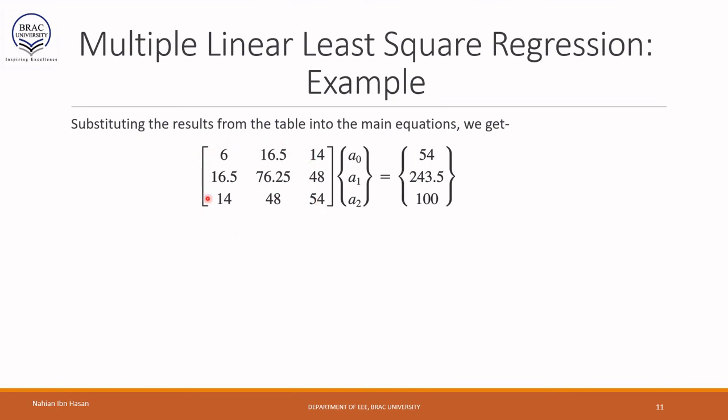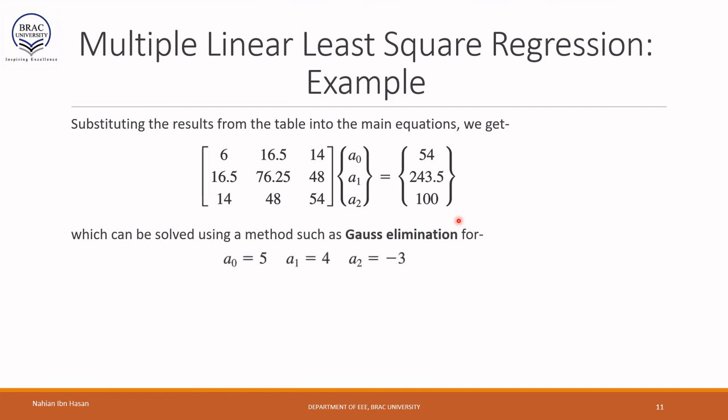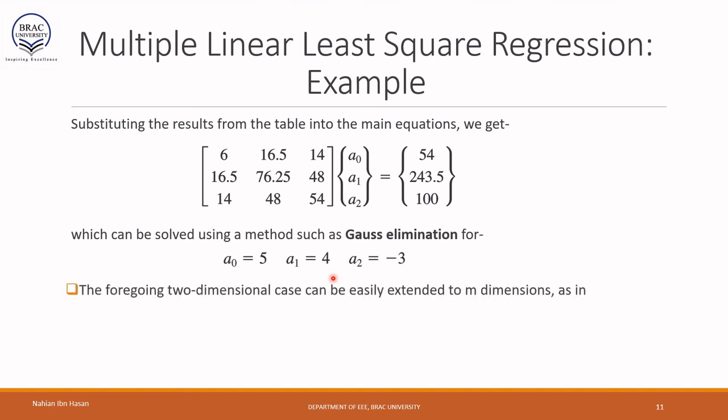This is the coefficient matrix and this is the constant matrix. So we can easily solve this system with the Gauss-Jordan method or Gaussian elimination. Once we do that, we get the results something like this: a0 equal to 5, a1 equal to 4, and a2 equal to -3. So these are the characteristic parameters of the fitted linear regression plane. Okay, so that was actually the multiple linear least square regression.